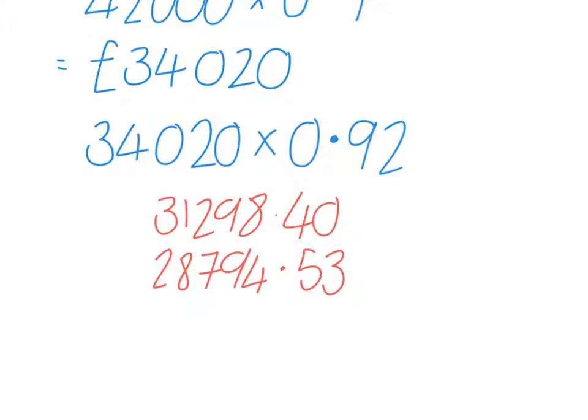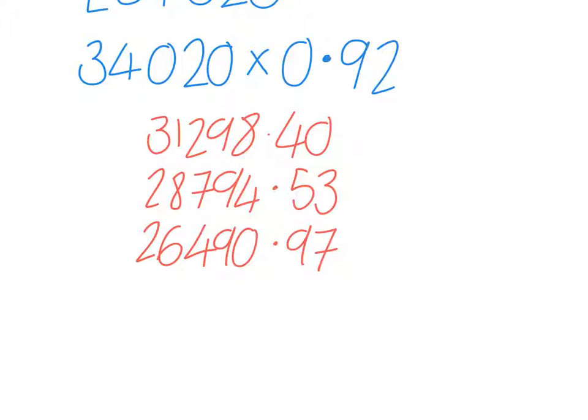Then we'll do it again on our calculator, which then gives us £26,490.97. It looks like we might manage it on the next attempt. So once again, we'll multiply by 0.92, and this time we get £24,371.69. So our value has now dropped below £26,000.